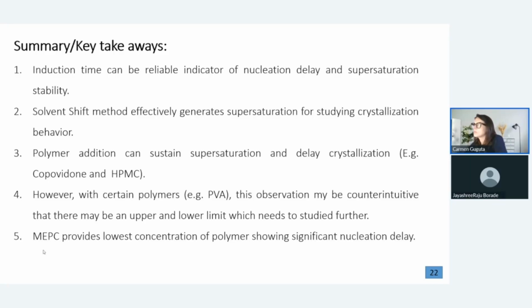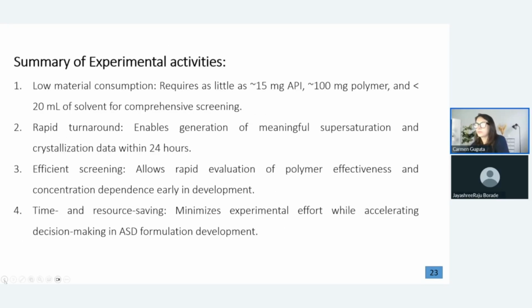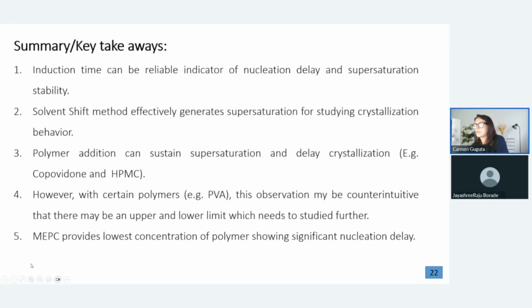Third, the polymer addition plays a critical role, especially in case of copovidone and HPMC. Polymers like copovidone and HPMC help to sustain the supersaturation and significantly delay the crystallization. However, we also observe that certain polymers, like PVA, as we saw, can behave counterintuitively, suggesting there may be optimal concentration limits that require further investigation.